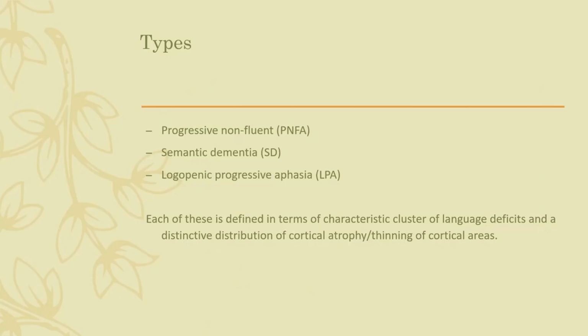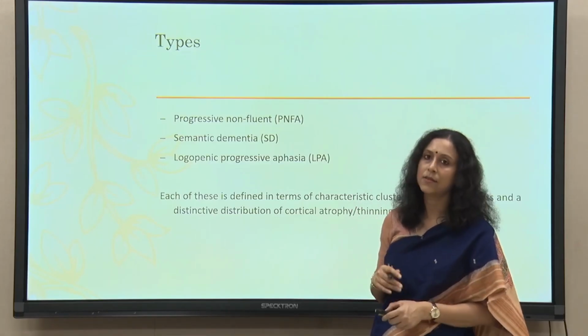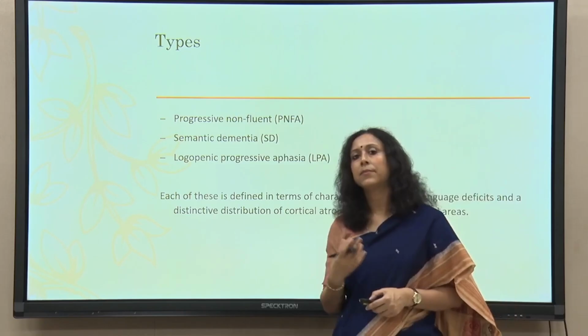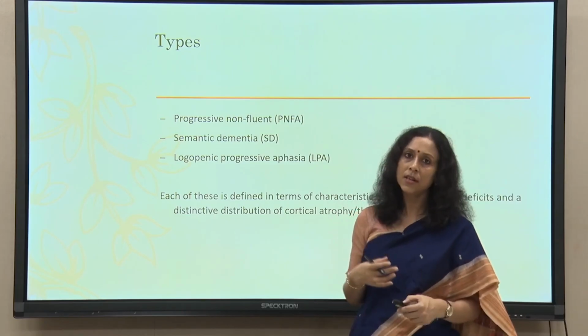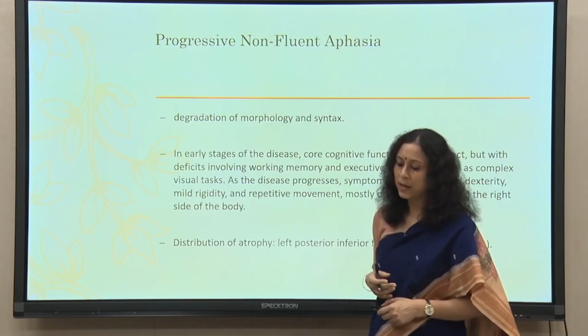So, typically there are 3 types: progressive non-fluent, semantic dementia, and logopenic progressive aphasia. Each of these is defined in terms of a characteristic cluster of linguistic deficits and a distinctive distribution of cortical atrophy. Atrophy refers to the thinning of cortical areas. Basically, brain cells die off and degenerate, as a result of which those cortical areas become thinner, and the functions associated with that particular cortical domain get affected, which also includes language.